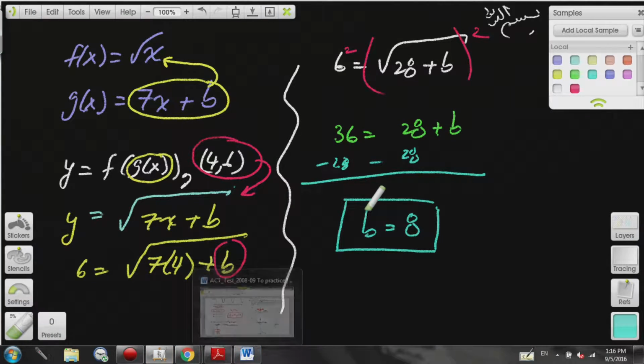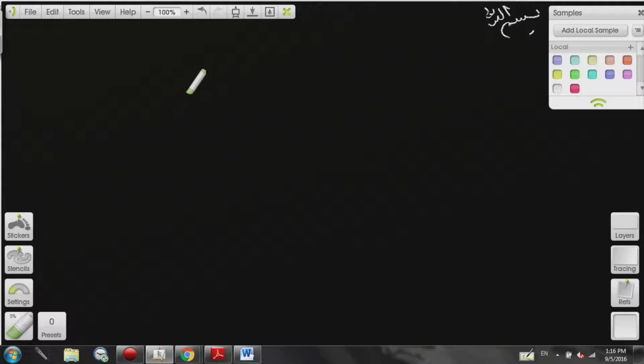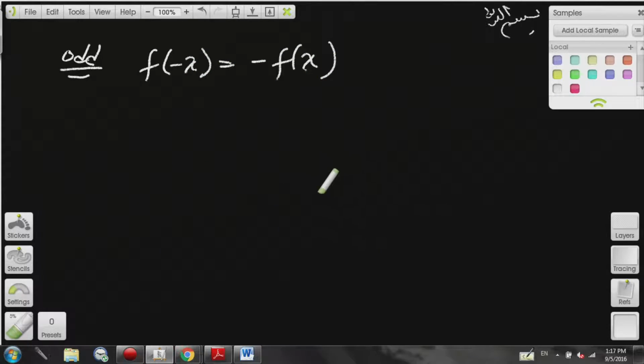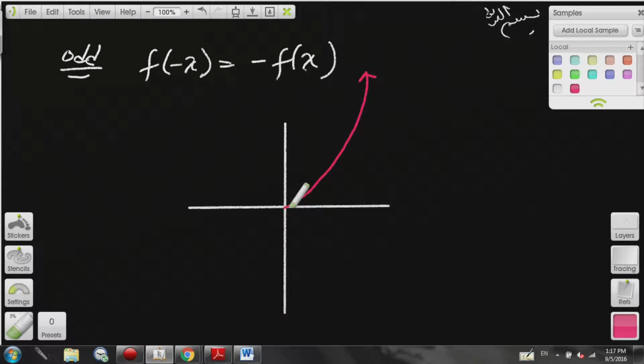Now, let me explain this in a little bit of detail. The function is odd if f of the opposite of x equals the opposite of f of x. I'll show you by an example, and then you'll get the concept. Once you get the concept, this becomes an easy question. Here's an example of an odd function.